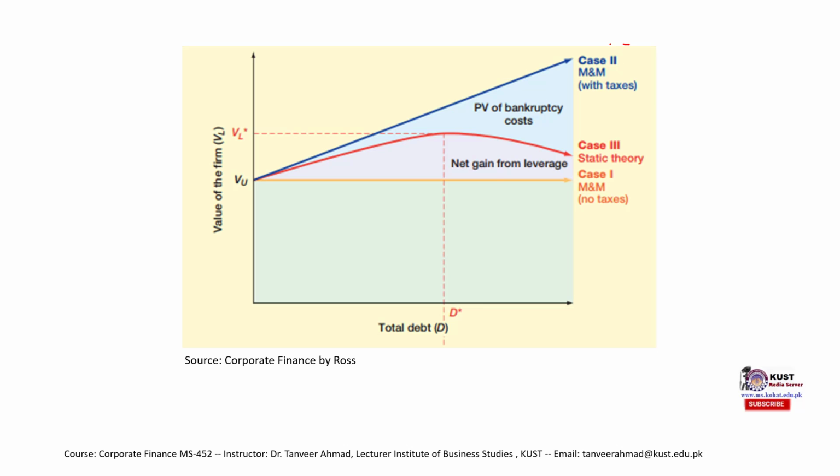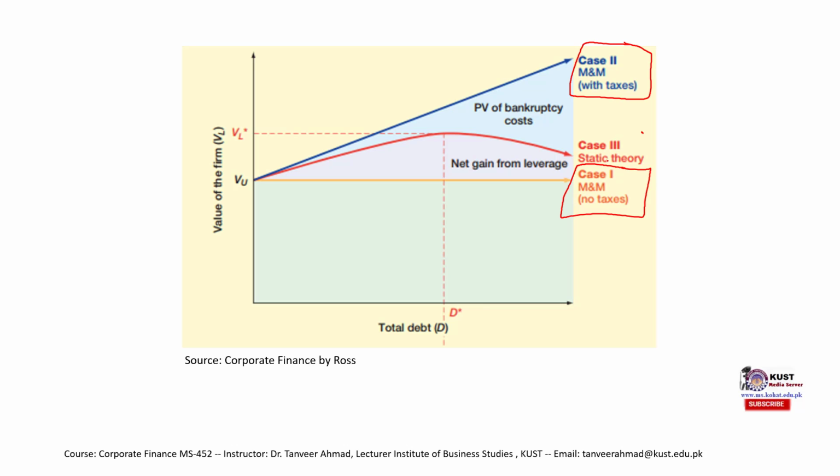So if you remember case 2, MM theory with taxes, it said increase the debt, the value of the firm would increase. And case 1 said that it doesn't matter whether you increase or decrease the debt, the value of the firm would remain the same. And this horizontal yellowish line represents case 1, MM theory with no taxes. And this blue line represents the MM theory with taxes, which was case 2.